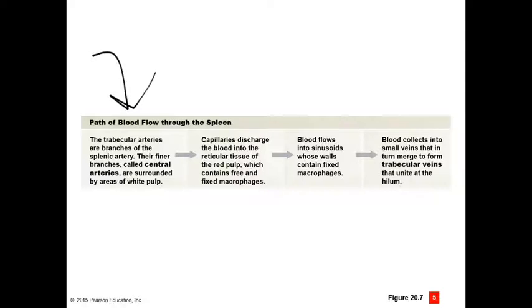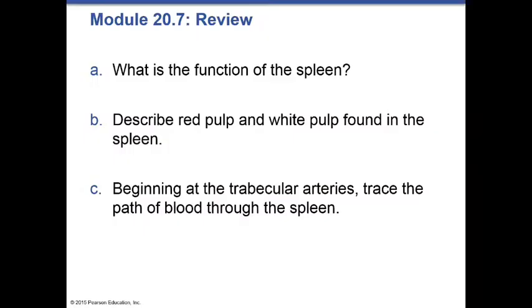So again, the blood's going to come in. It's going to go through the branches. The trabecular arteries are branches of the splenic artery. So the splenic artery is bringing blood in. Then the trabecular arteries bring you into the white pulp area. It's going to go into then the red pulp areas where there are a bunch of macrophages, flow through the sinusoids where there are spaces where the blood is being filtered, and then collect back out through trabecular veins out at the hilum and back into circulation.